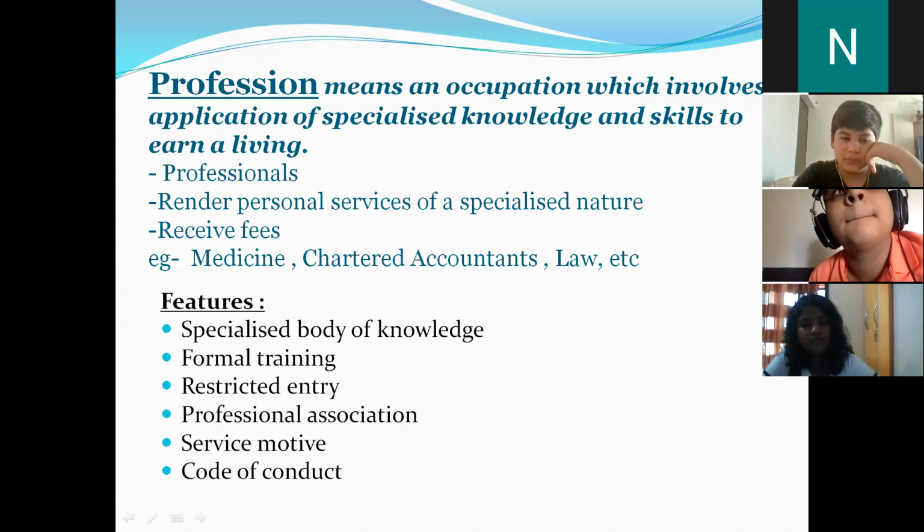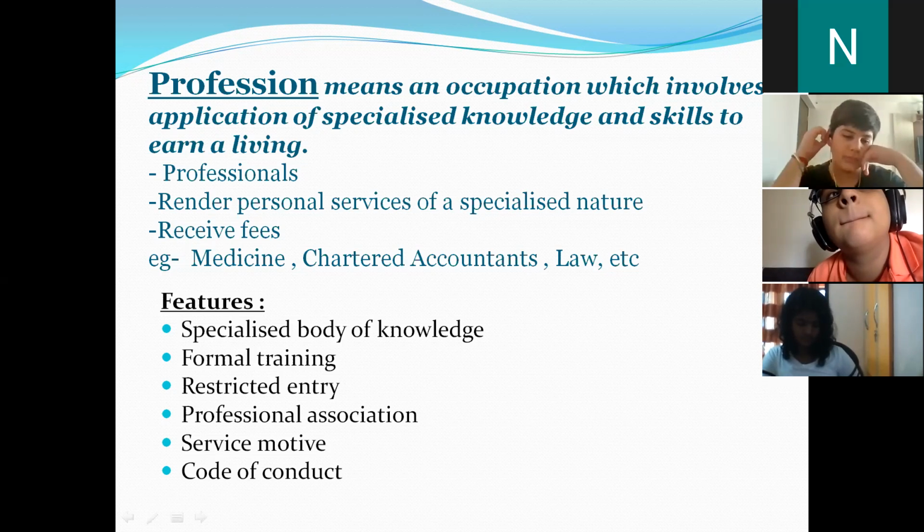Now we come to the features of profession. What are the features of profession? You can see I have listed down the features of profession. First is specialized body of knowledge. Every profession has some specialized body of knowledge. That means a person who wants to pursue a particular profession has to gain that knowledge. For example, to become a doctor, you have to study medicine. To become an engineer, you have to study physics, chemistry, and engineering.